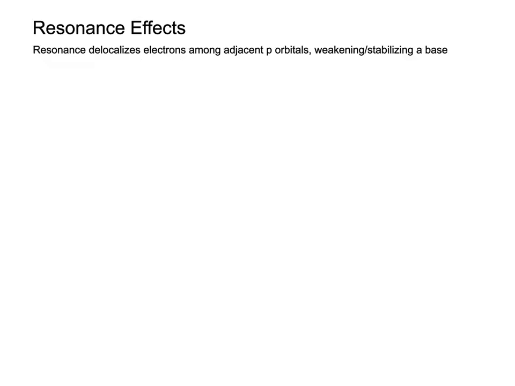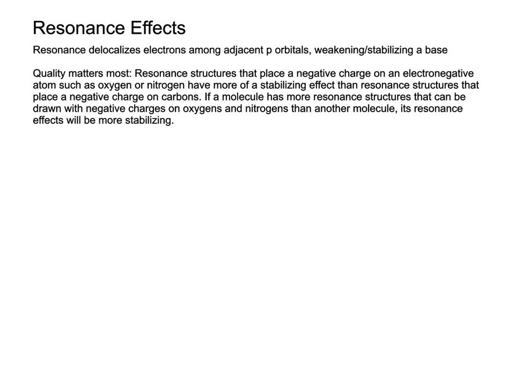The next effect to analyze when discussing the strength or stability of a conjugate base is resonance effects. Resonance delocalizes electrons among adjacent p orbitals, thereby weakening or stabilizing a base. When we refer to resonance effects, quality matters the most. So resonance structures that place a negative charge on an electronegative atom, such as oxygen or nitrogen, have more of a stabilizing effect than resonance structures that place a negative charge on carbons. If a molecule has more resonance structures that can be drawn with negative charges on oxygen and nitrogens than another molecule, then its resonance effects will be more stabilizing.